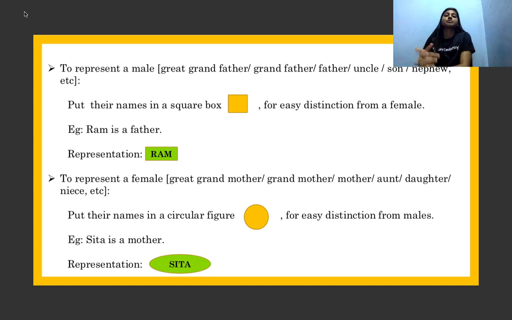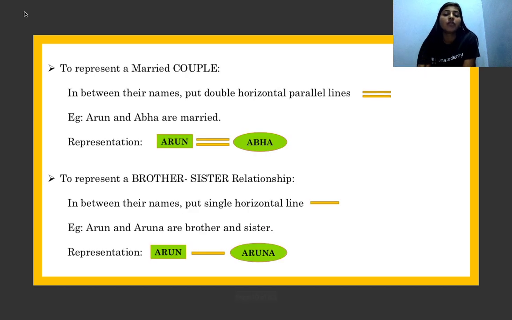Okay, so for a female, we'll put the name in a circular figure. For a married couple, this is how it's represented. There are two parallel lines in between their names to indicate the marriage. And for a brother sister relationship, so when we say brother sister relationship or siblings relationship, it means we are talking about the kids from the same parents. Okay, so if Arun and Aruna are brother and sister, when we say that, it means the parents of Arun and Aruna are going to be the same.